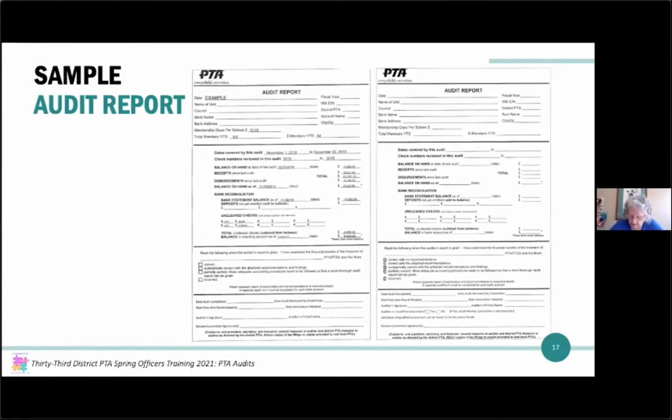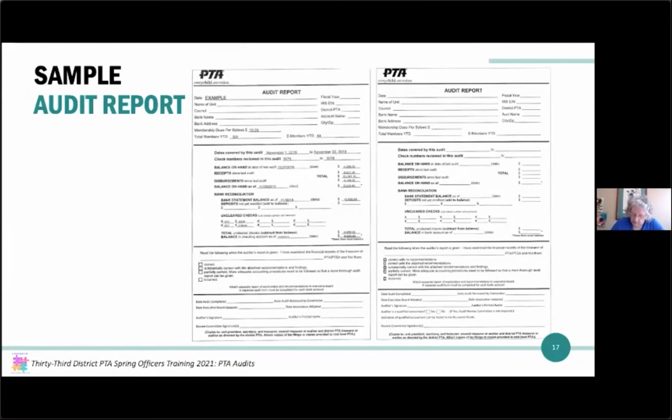And then substantially correct with attached recommendations. This is when there are some issues. Even though most of the information may be correct, there are still weaknesses that have to be reported. And so this would be substantially correct. Partially correct is when a lot of information is missing. We're not able to put the pieces together. And so we're saying that what we got is partially correct, but we need more information for a more thorough audit. And then the last one is just incorrect. They just didn't turn in anything. Their reports are wrong, nothing matches, and that would be incorrect.